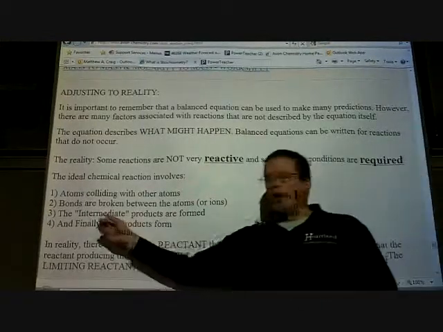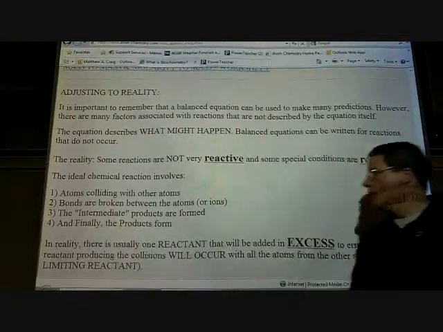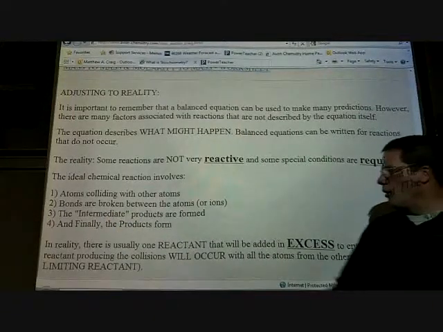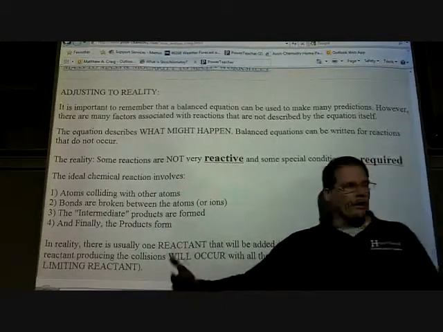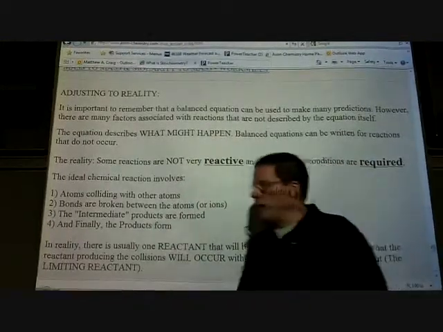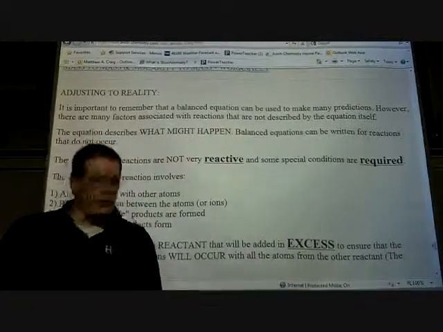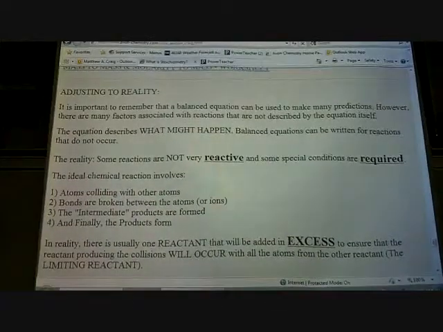The intermediates, which we'll talk about in AP, aren't formed. And finally, the products that are actually being formed may not have a chance to form because the other reactants that haven't reacted yet can't find each other. So there's a lot of scenarios that could take place.